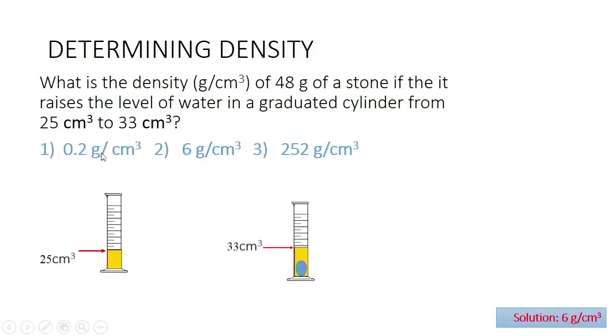Is it 0.2 gram per cubic centimeter? Is it 6 gram per cubic centimeter? Or is it 252 gram per cubic centimeter? And here we can see the two diagrams of a cylinder. Before you add the stone, it was 25 cubic centimeter. After adding the stone, it's 33 cubic centimeter. Now let's do this together to determine the density of this stone. This is a method that we use for determining the density of irregular objects. So let's work it out.